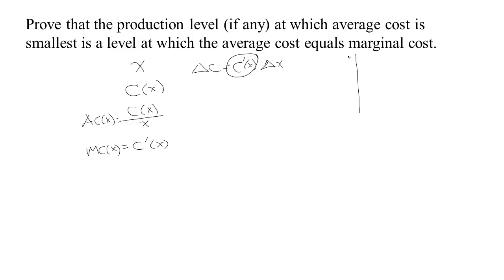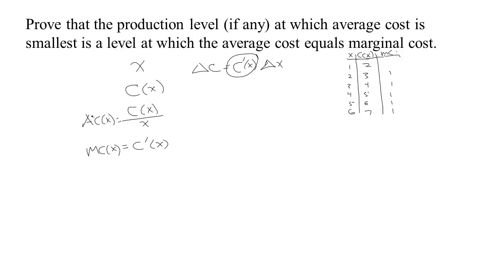So if you had a cost table where you had the number of items, 1, 2, 3, 4, 5, 6, and you had the costs, maybe 2, 3, 4, 5, 6, 7, then in the margin you could make your own table of how much to make the next item. Let's see, 3 minus 2 is 1, 4 minus 3 is 1, 5 minus 4 is 1. Looks like here the marginal cost is 1. It costs you $1 to make the next item. So they want to say, prove that the production level at which average cost is smallest is a level at which the average cost equals marginal cost.